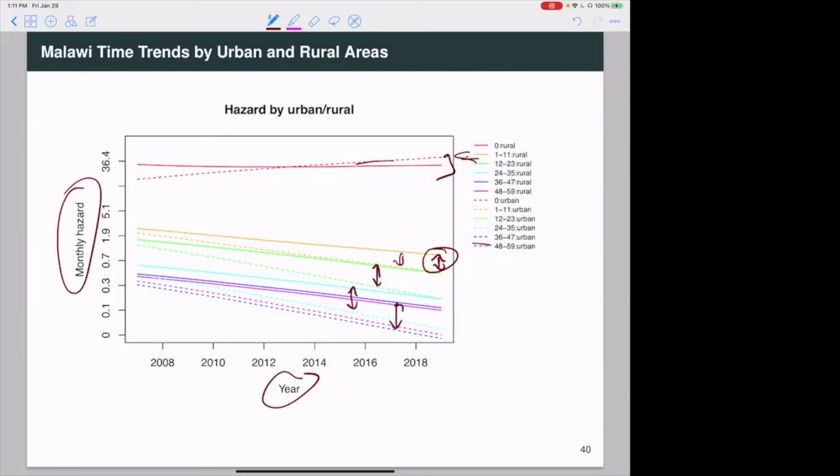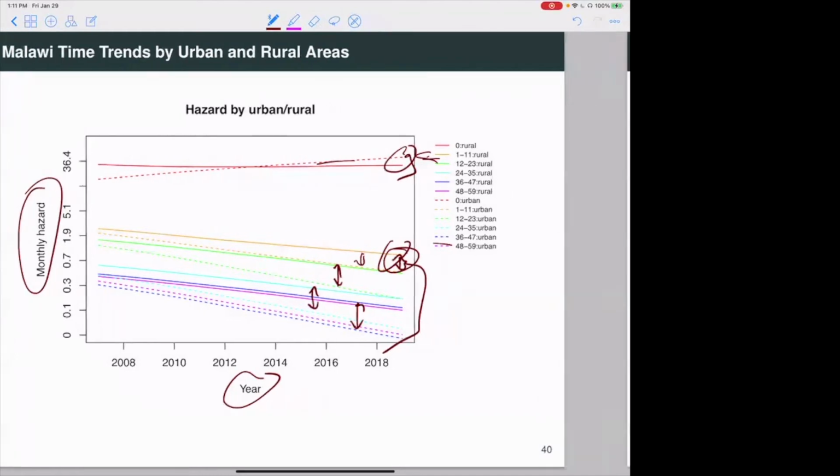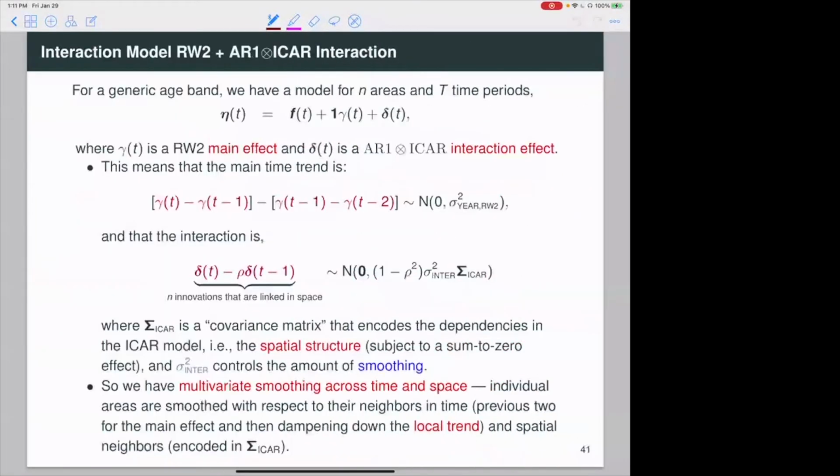So what we have here is 3 random walks over time, 1 for this group, 1 for this group, and then 1 for the rest. But we have 6 different intercepts. Well, 12 different intercepts, 6 by 2, urban, rural, and then 1 for each of the 6 age bands. And so anyway, this just talks about the smoothing models.